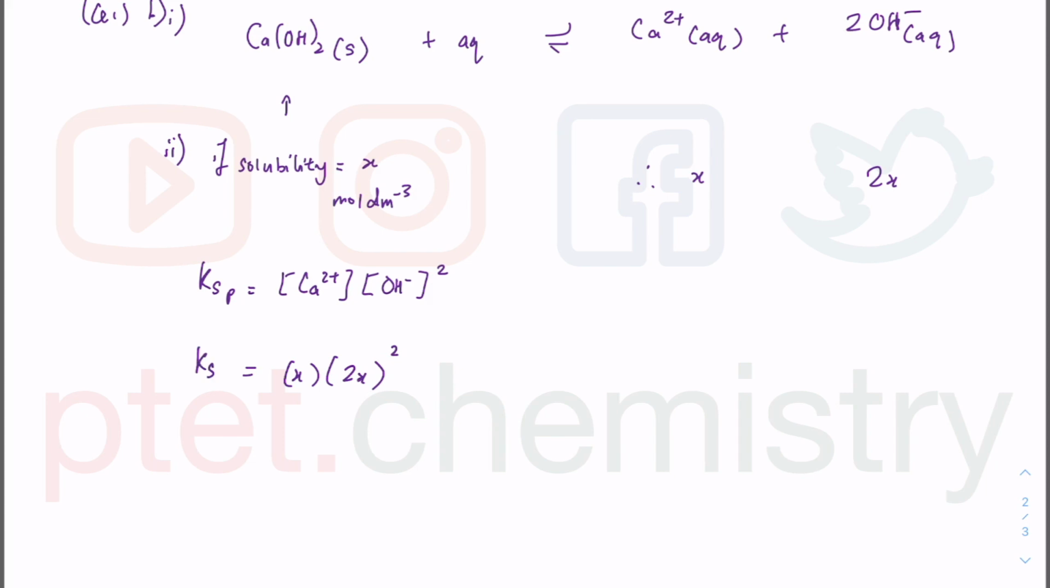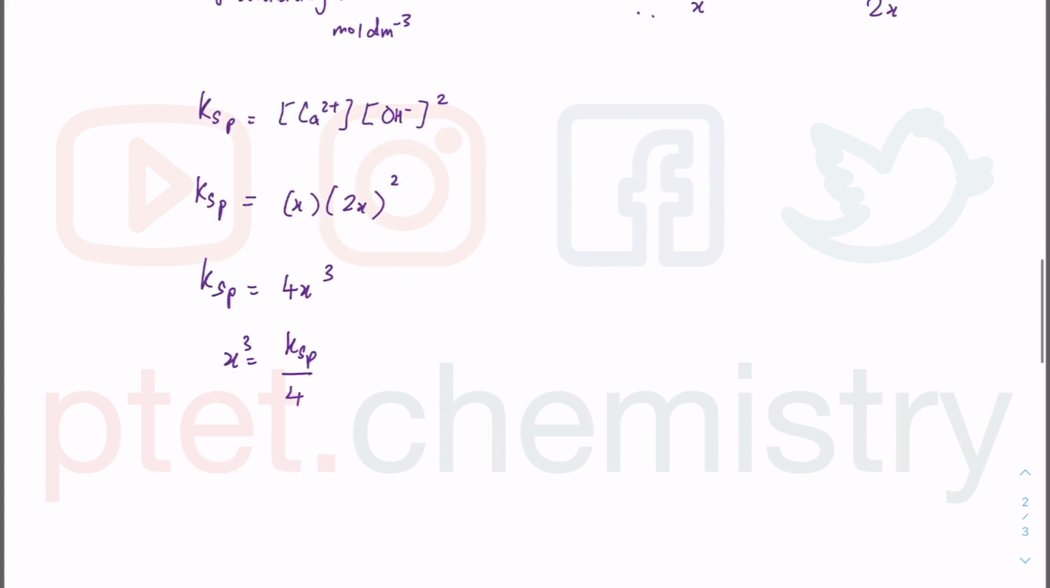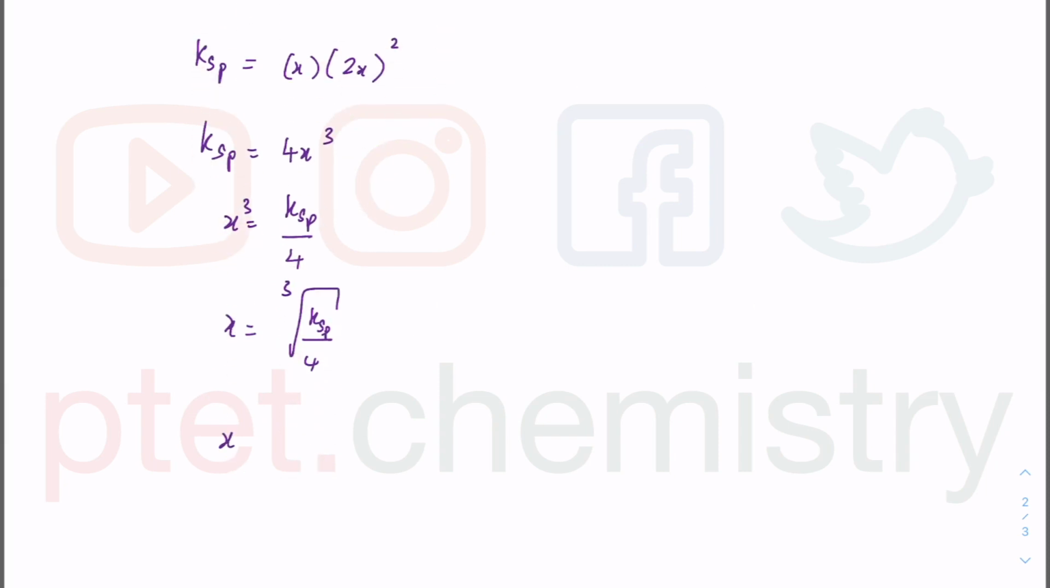I'll just write down Ksp first without putting in any value. So that will give me 4x³. So x³ equals Ksp over 4. So I can get x equal to the cube root of Ksp over 4. Now I am ready to put in the value. So there is 5.02 times 10 to the power minus 6 divided by 4. And there's the cube root.